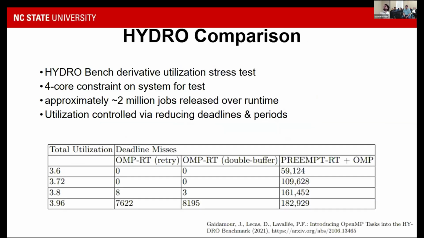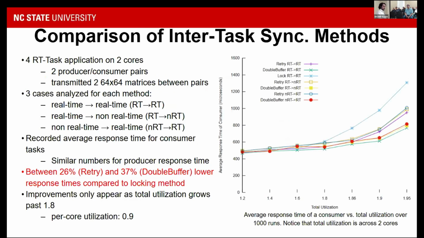So, a similar stress test for the Hydro benchmark. This is comparing communication using the retry and the double buffer methods, with largely similar results in that case, with a control version just using standard OpenMP for the fine-grained parallelism and just preempt RT pthread calls instead of the OpenMP-RT RT task pragmas.